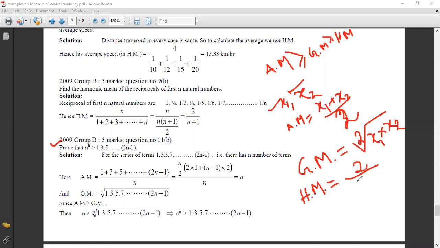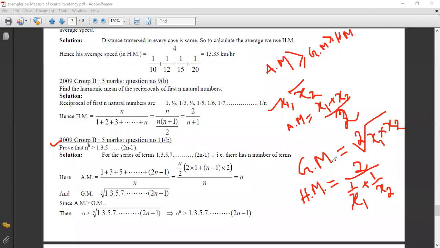since there are two elements, 2 by 1 by x1 plus 1 by x2. Okay, clear? It is a little bit difficult to calculate.